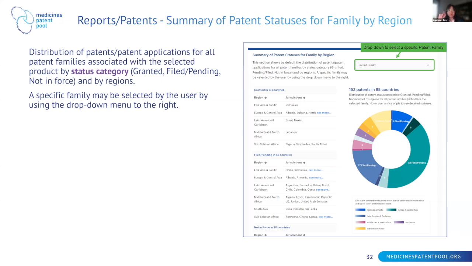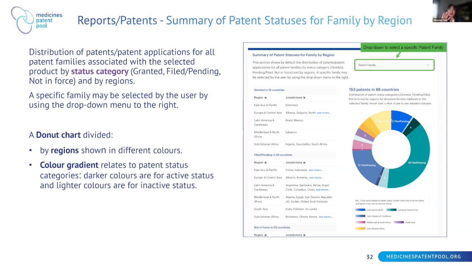on the upper right drop down. Once you select, the table on the left and the donut chart on the right will update as soon as you make your selection. For the donut chart, you can see it's divided by region and in different colors. The color gradients are relevant to the patent status. The darker color represents the active patent status, and the lighter color is the inactive status.